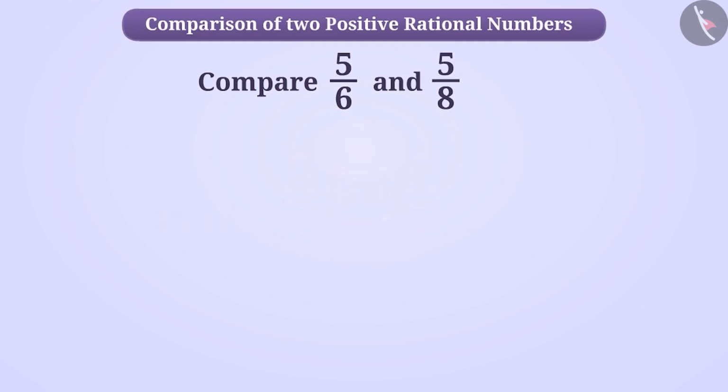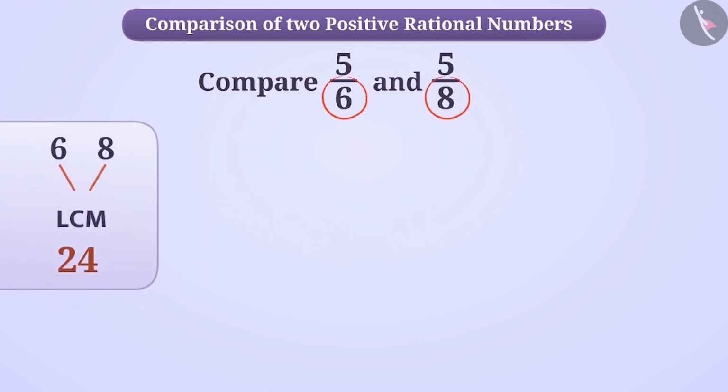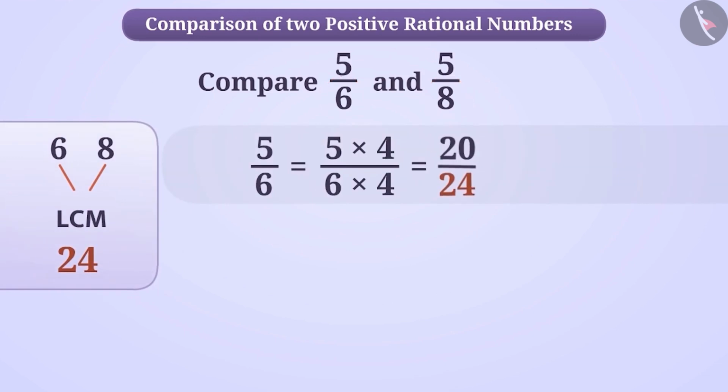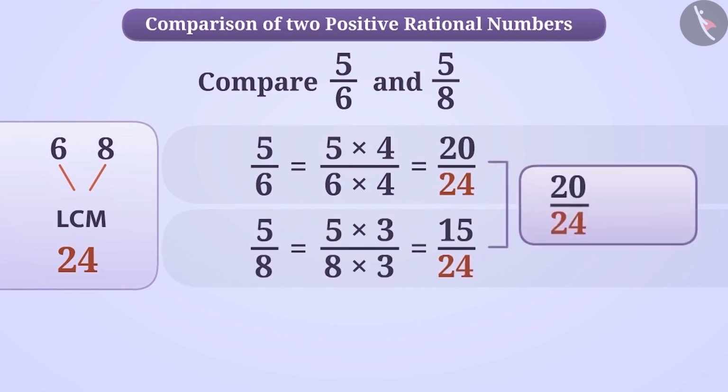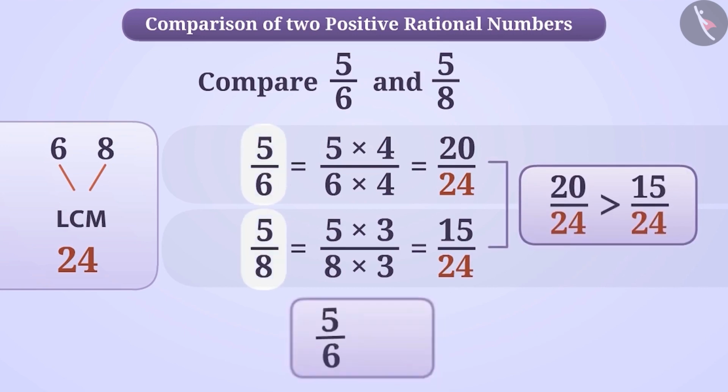Let's confirm this. If we make their denominators equal with the help of the LCM method, then we get the equivalent rational number of 5 by 6 as 20 by 24 and 5 by 8 as 15 by 24. Now we can say that 20 by 24 is a greater rational number than 15 by 24, which means 5 by 6 is a greater rational number than 5 by 8.